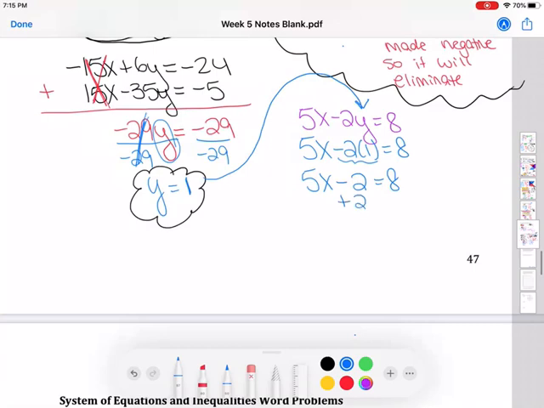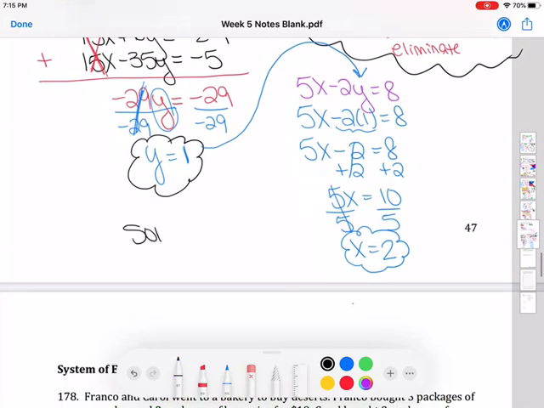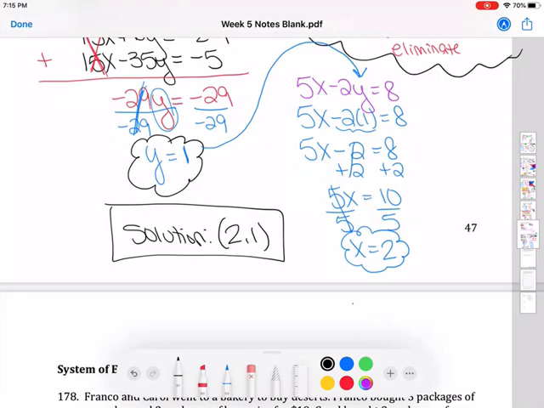And now I'm in that normal setup where you get rid of what's being added or subtracted first. So I'm going to add 2 to both sides. I get 5x is equal to 10. And then x is being multiplied by 5. So I divide both sides by 5 and I get that x is equal to 2. And now that I know what x and y are, I can write it as x comma y, which is 2 comma 1.